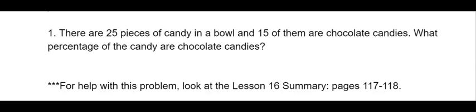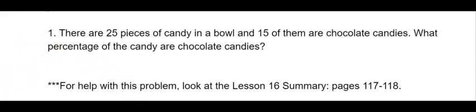Okay, guys, so here is a quick review, kind of a tailor-made review for the test coming up. It says there are 25 pieces of candy in a bowl, and 15 of them are chocolate candies. What percentage of the candy are chocolate candies? And it also gives you a reference to your book if you want to look at that as well. So let's go ahead and work on this.